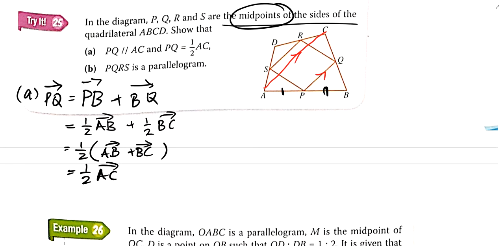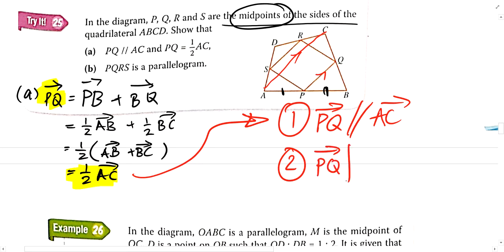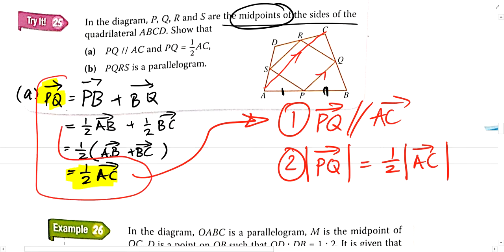From here, whenever you see something like this, a vector equals to another vector with a scalar in front, two things you need to conclude. First, PQ parallel AC. Always, standard one. Second thing, that is irrelevant. Oh, okay. Actually, it's relevant to this question. The second thing is that magnitude of PQ equals to half of the magnitude of AC. These are the two standard things you must always be able to write when you see this. Okay, will be tested in O levels.